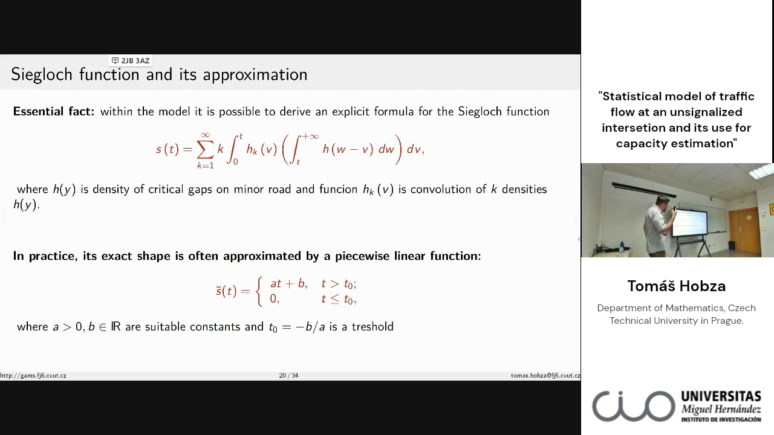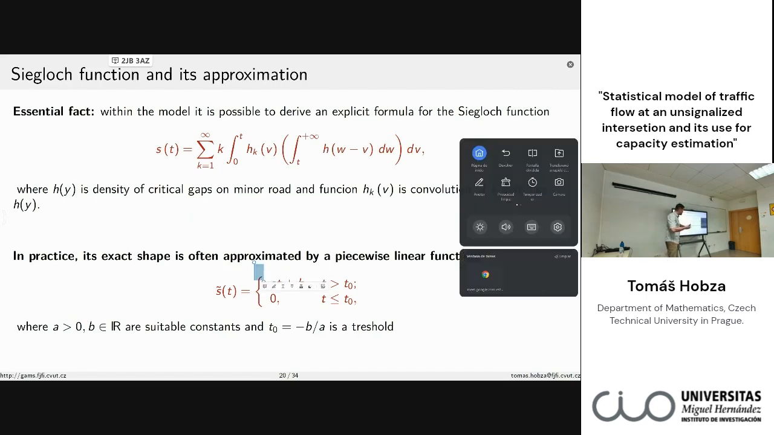Okay, how is the Siegrove function approximated now in practice? It is approximated by a piecewise linear function of this form: just zero, and then a line, where we have some threshold. This is zero before the threshold, and then this is a line. So the engineers try to estimate the parameters A and B and to put the line there.